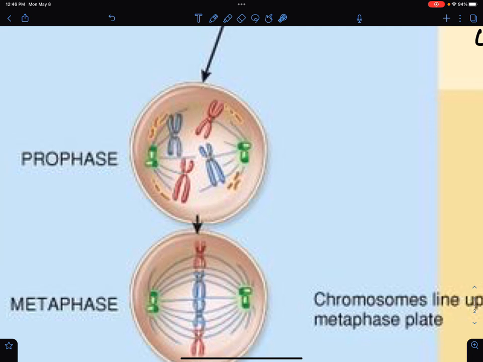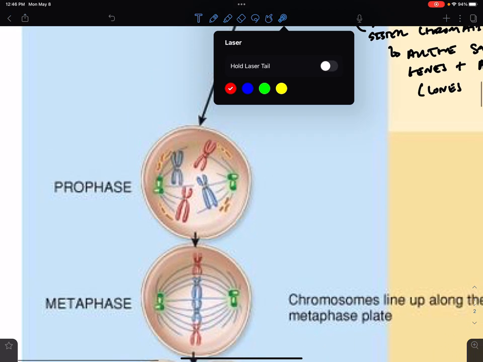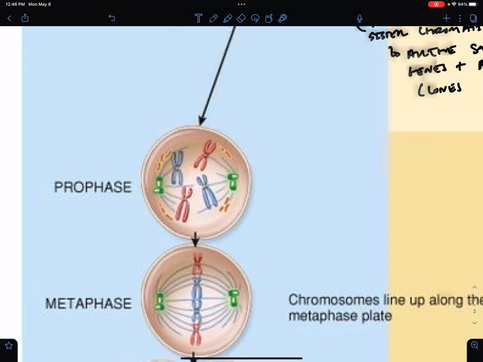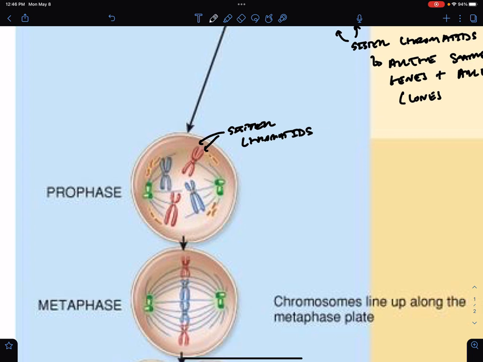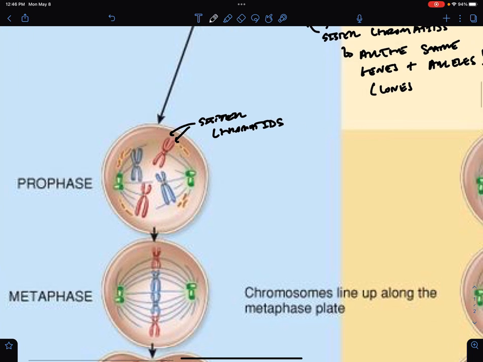Okay, so we get to prophase, and all the DNA looks like little X's. These little X's, once again, are sister chromatids. And so they share all the same genes, same alleles. So this arm of the chromosome is a clone of this arm of the chromosome.